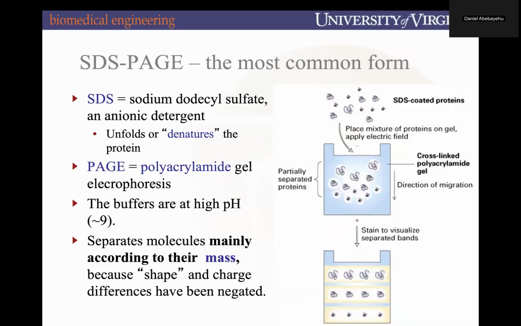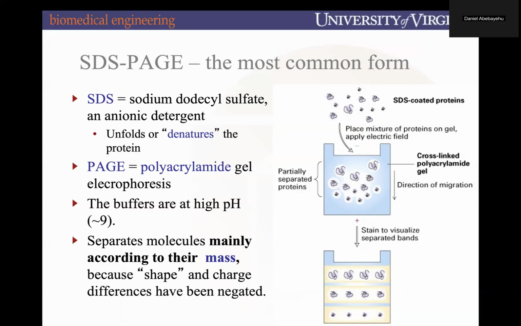The most common form of gel electrophoresis is called SDS-PAGE. I'm going to break down the SDS and the PAGE part and what that means. SDS is sodium dodecyl sulfate. It's an anionic detergent, anionic meaning negative charge. So that's one of the ways in which we bombard these proteins with negative charges so that they run across this electric field with the flow of the current. SDS is important because it does two things. One, it supplies the proteins with a negative charge.